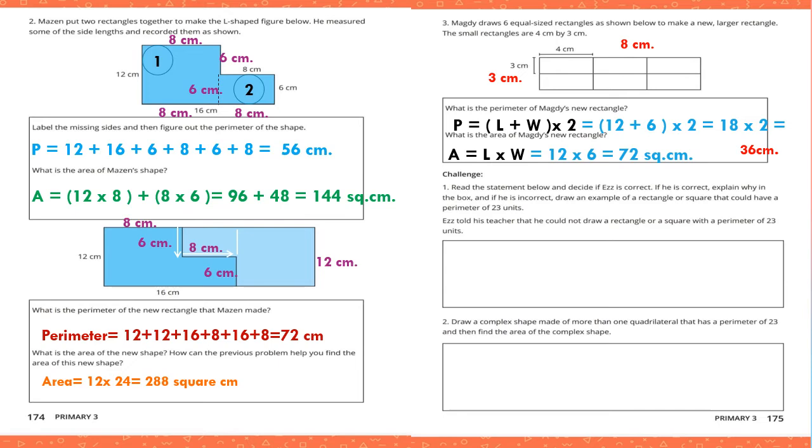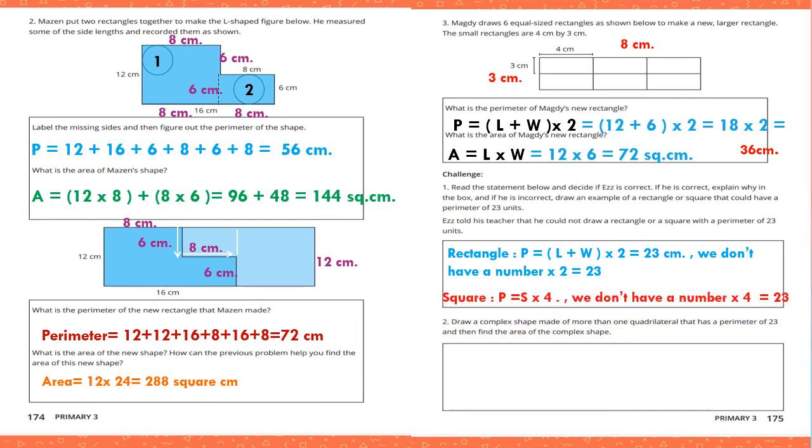Chris told his teacher that he could not draw a rectangle or square with a perimeter of 23 yards. So why do you think that is? Because we couldn't divide 23 by 2, and if the shape is a square, nothing times 4 will be 23.